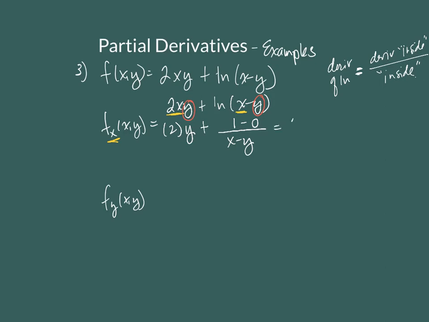So again, I'm going to clean this up. This is 2y plus 1 over x minus y.